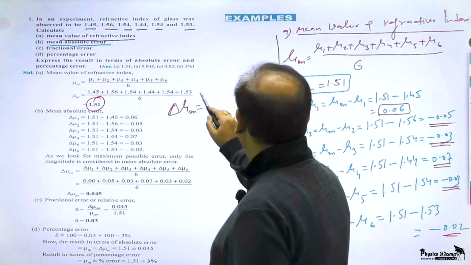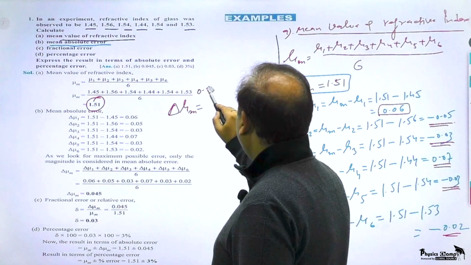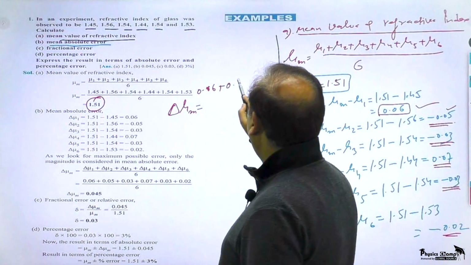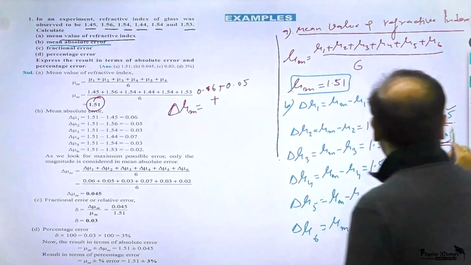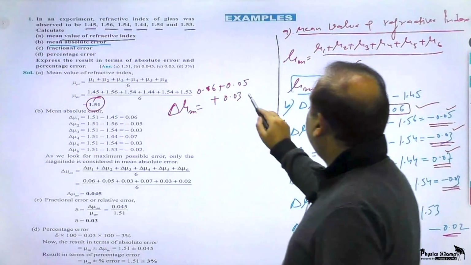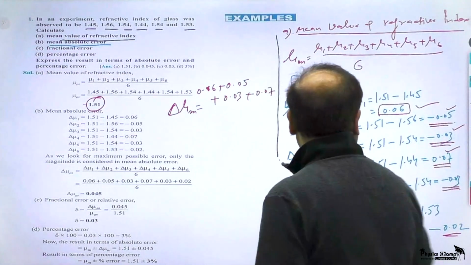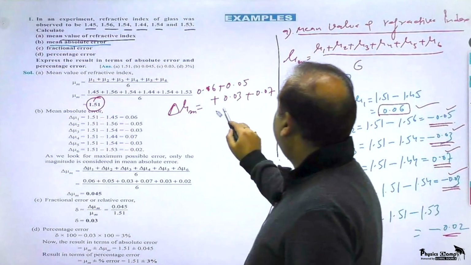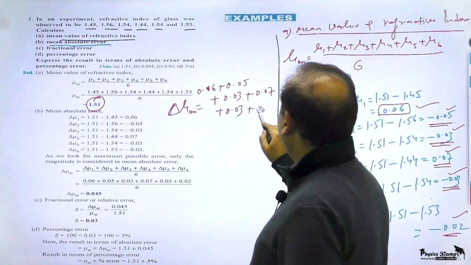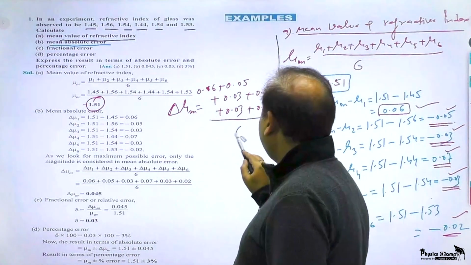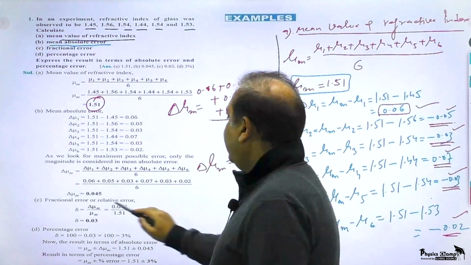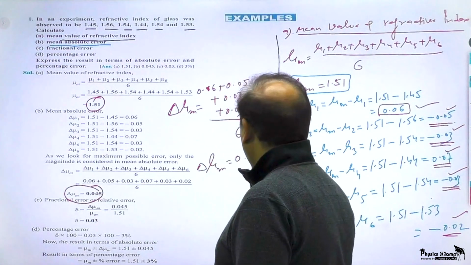So here I should write 0.06 plus 0.05 plus 0.03 plus 0.07 plus 0.03 plus 0.02, divided by 6. So we are getting this mean absolute error here as 0.045.